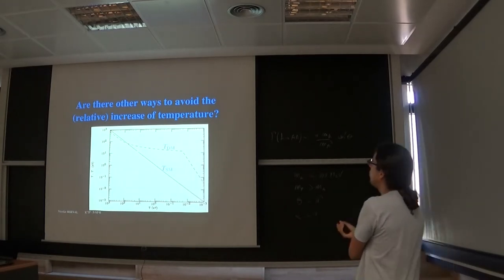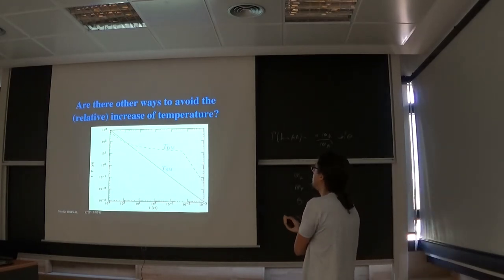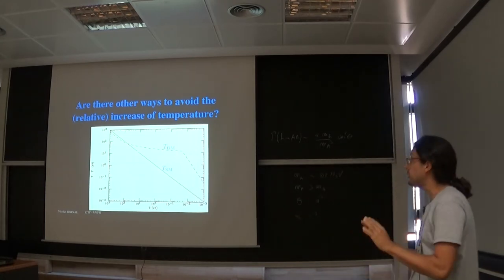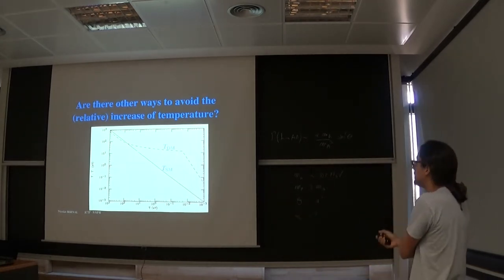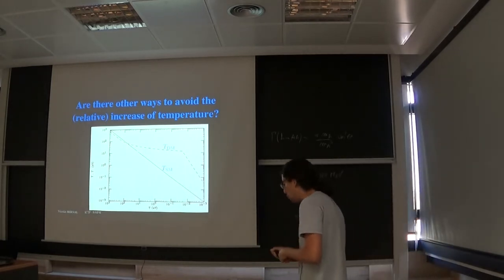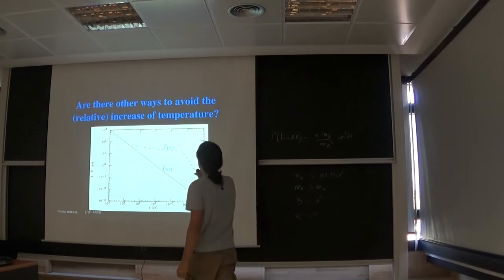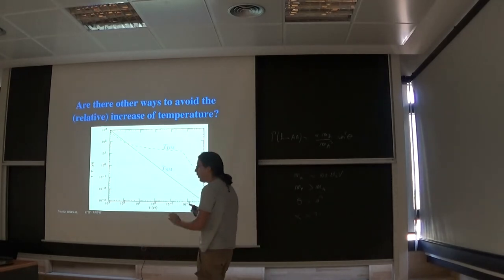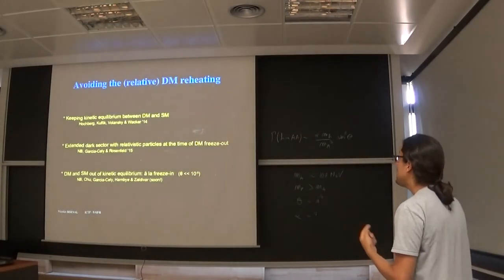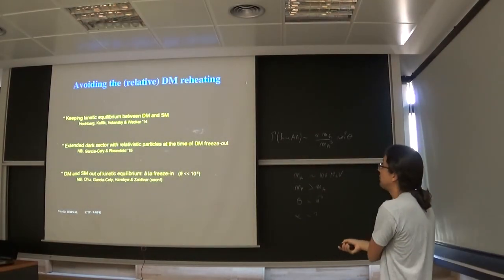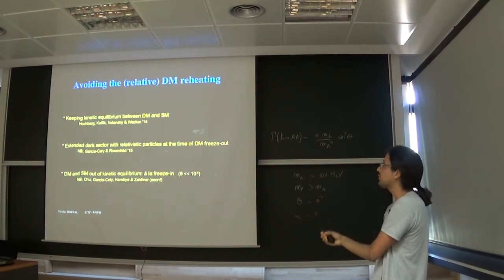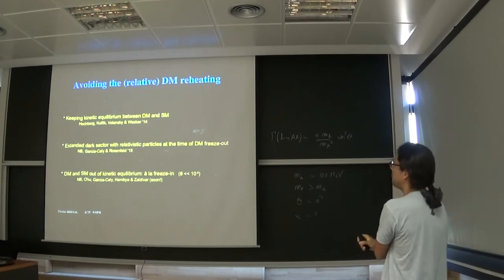However, the question we want to ask now is whether there are other ways to avoid this relative increase of temperature. Of course, the obvious one is to say that there is kinetic equilibrium, at least until the freeze-out. So we take these two temperatures to be exactly the same at least until this point, so there's no increase whatsoever. So there are basically three ideas. One is the one I told you before: we have to keep kinetic equilibrium between the two sectors, at least until the moment of the freeze-out.